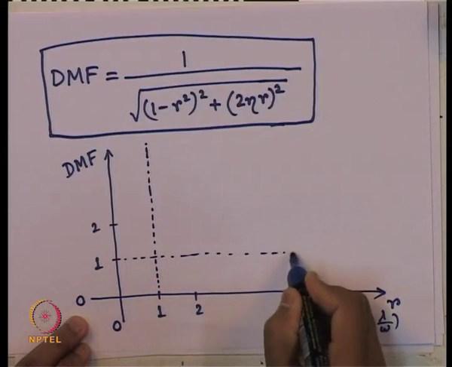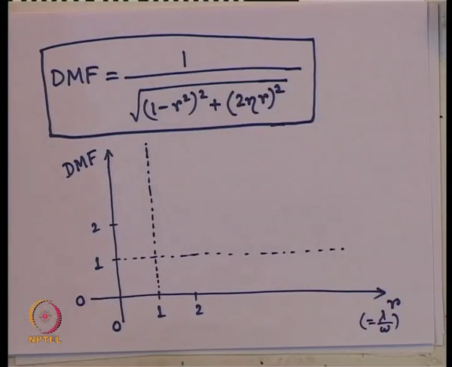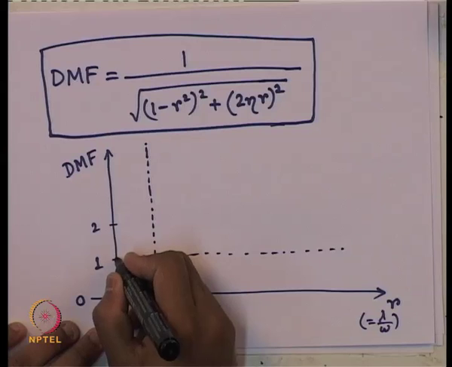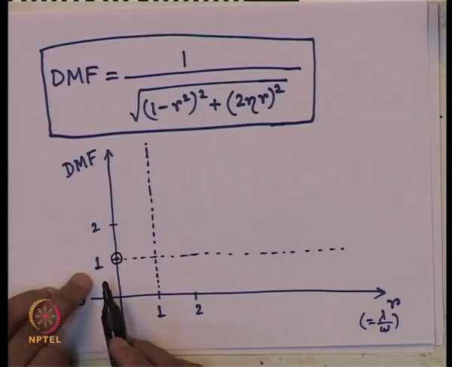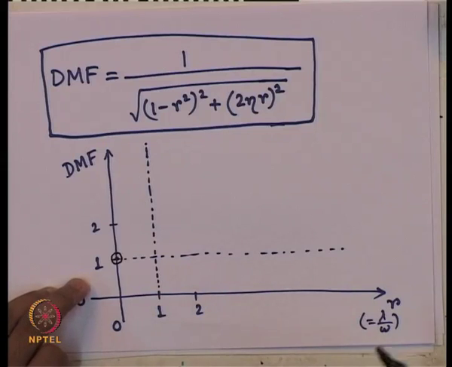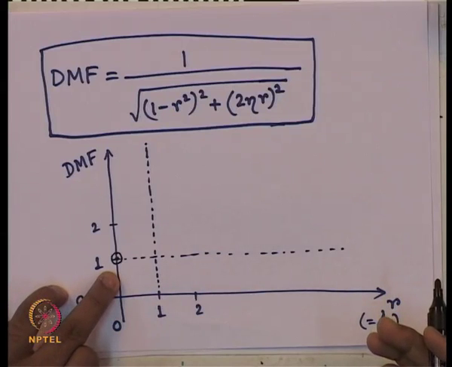So, I am just drawing a few lines. The starting point, when r equals 0 and eta equals 0, the DMF is always 1. That is, the static displacement is equal to the dynamic displacement, because we do not have any vibration, we do not have any dynamic load applied on the system.